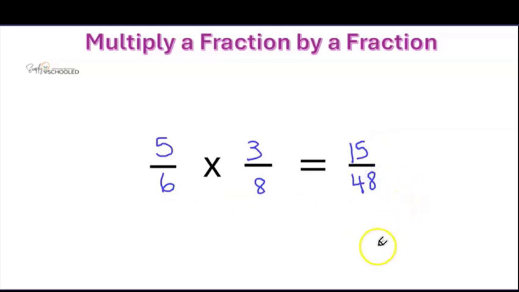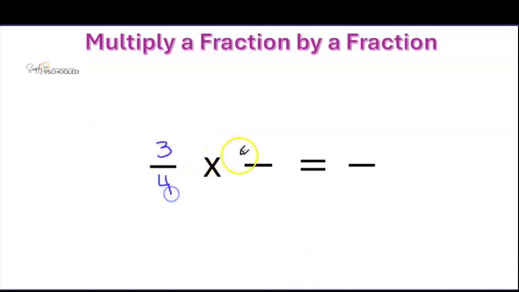And again, we want to simplify. And you may want to use your multiplication chart to look for a common factor, or you can just trial and error. For example, I know that 3 will divide into both of these. So if I divide this fraction by 3 over 3, I can simplify it because it will give me an equivalent fraction. 15 divided by 3 is 5. 48 divided by 3 is 16. So my final answer is 5 over 16.